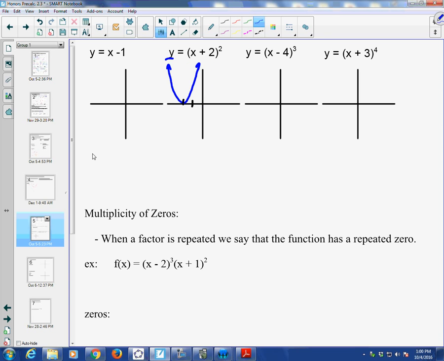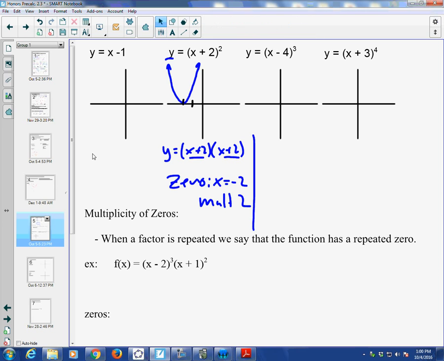Now, if we wanted to evaluate the zeros of this, they would come from the linear factors. So right here we would say that we have y equals (x plus 2) times (x plus 2), right? And the fundamental theorem of algebra tells us that the number of linear factors corresponds to the number of zeros. And right here what we could say is that we have the zero of x equals negative 2 coming from 2 linear factors, and so we would say that we have that zero of x equals negative 2 with a multiplicity of 2.